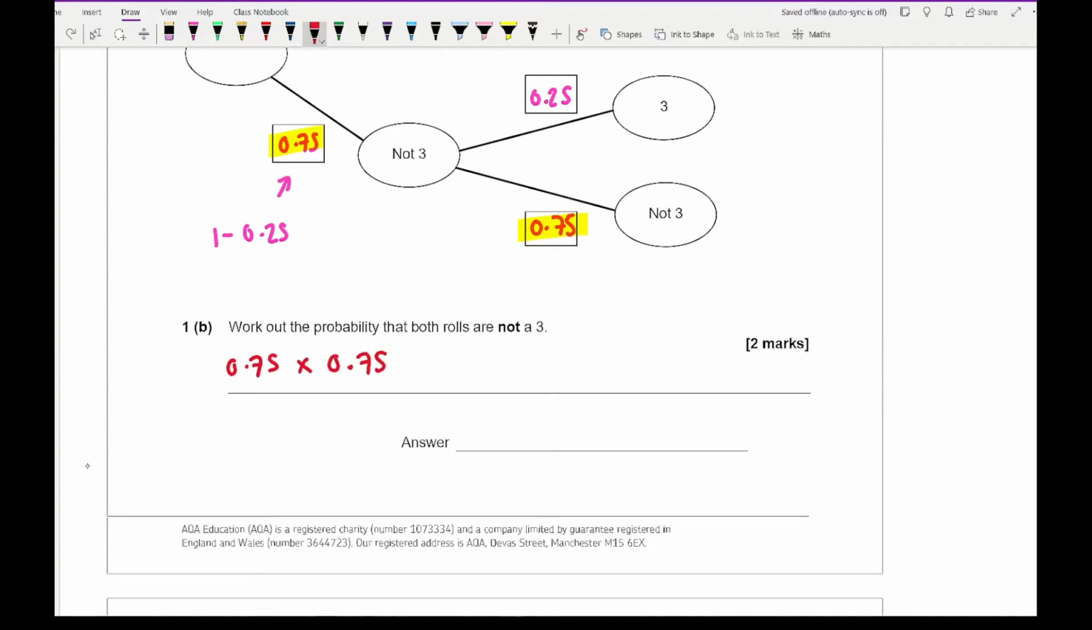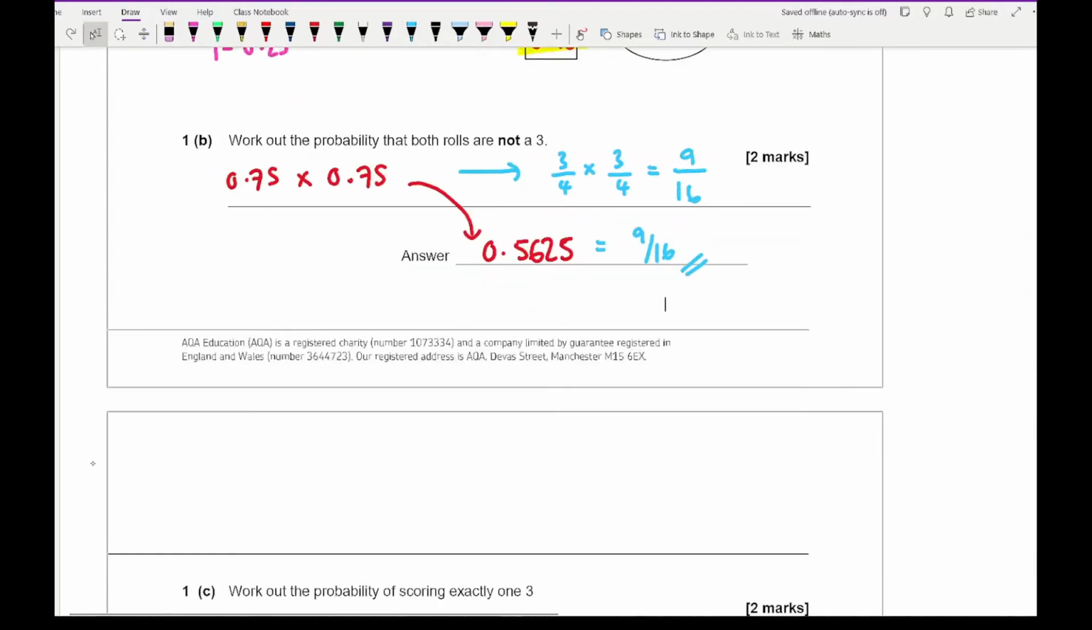Now if you're good at multiplying your decimals, then that would be absolutely fine, in which you should end up with an answer of 0.5625. Now as this is a non-calculator paper, I would probably spot that that 0.75 is 3/4. And so if I'm then doing 3/4 times 3/4, that then becomes 9/16, or I can write the answer in as a fraction. So any of those two answers would be absolutely fine.